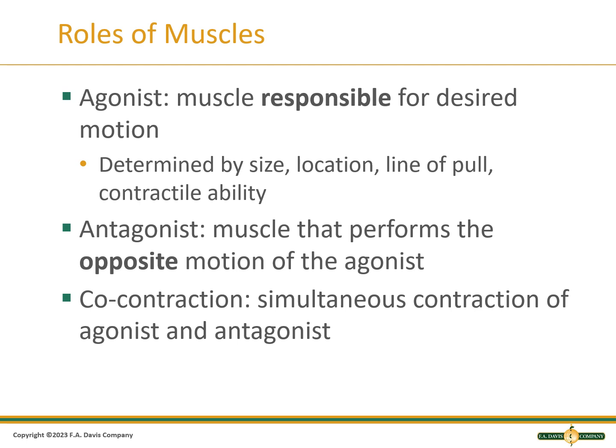The opposite of the agonist is the antagonist, and the antagonist is a muscle that performs the opposite motion of the agonist. So looking at an example of these two, if we're talking about the biceps being the agonist for elbow flexion, the antagonist would be the triceps. Co-contraction is when we have simultaneous contraction of the agonist and the antagonist. Because co-contraction involves activation of opposing muscles, co-contraction is used to stabilize a joint.